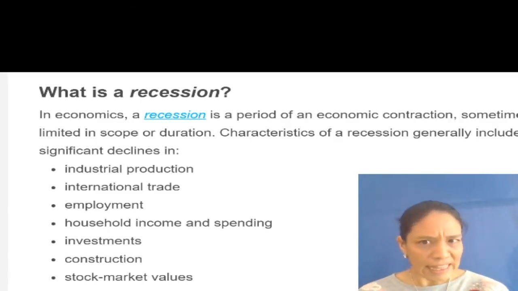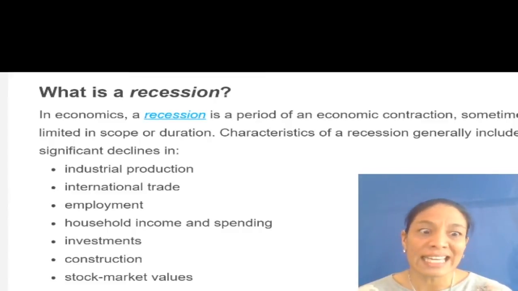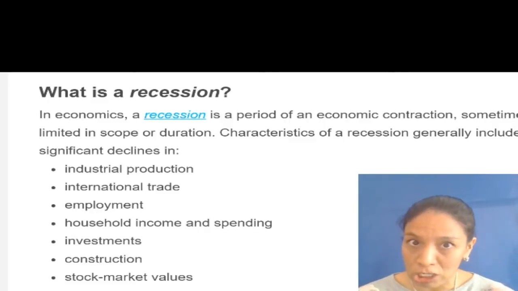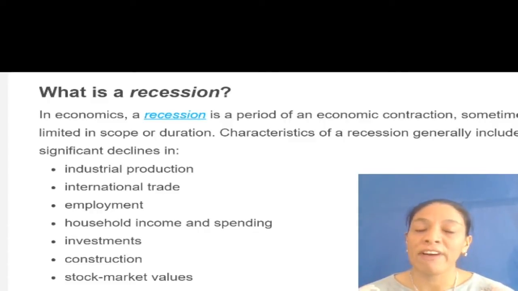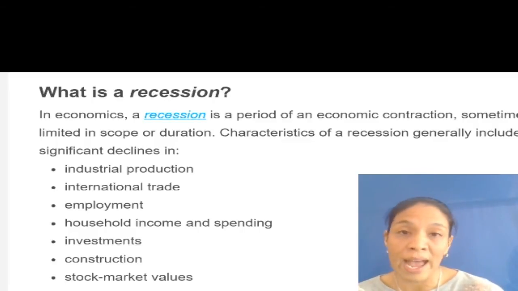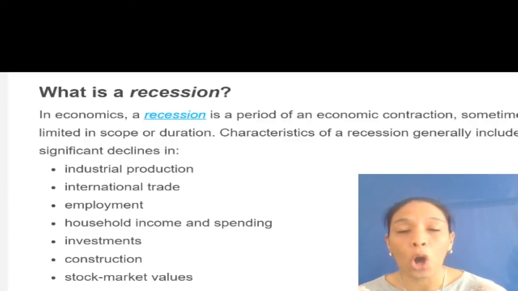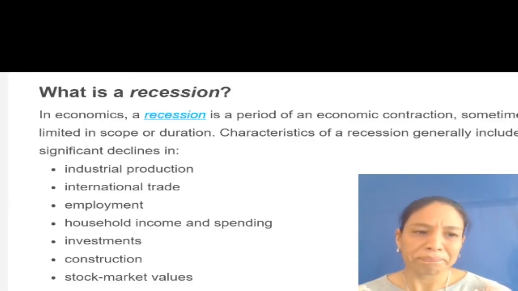So let's write this, please. And now, characteristics of a recession include significant declines in industrial production, that means a diminishing amount of industrial production. Okay, if I was making 100,000 pairs of shoes, then now I'm only going to make 80,000 because people are not buying, people are not going out. I still have a lot of things in stock, so machines, please go turn off.